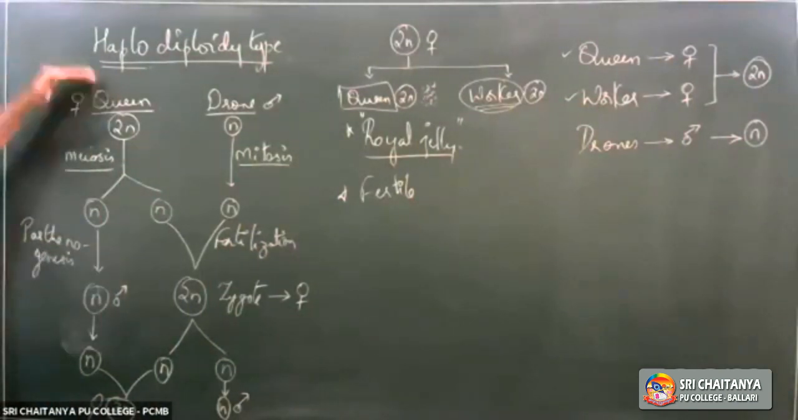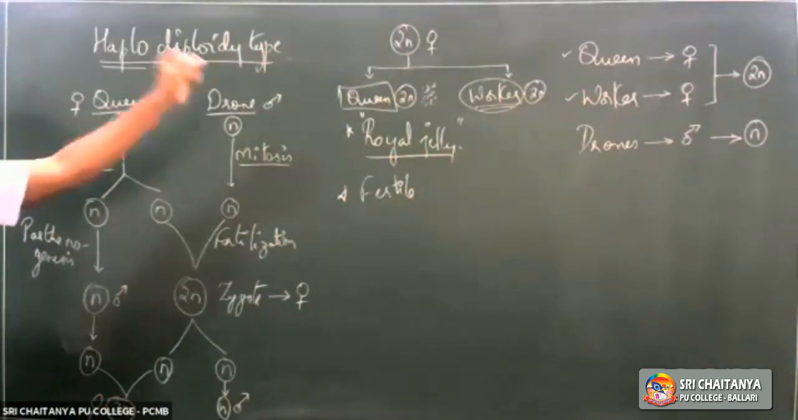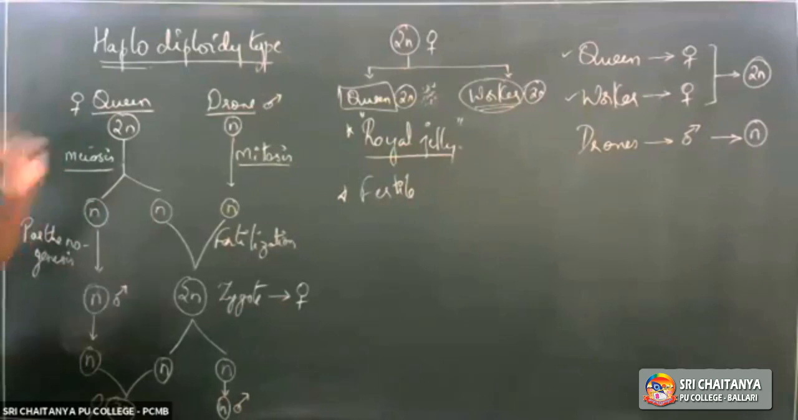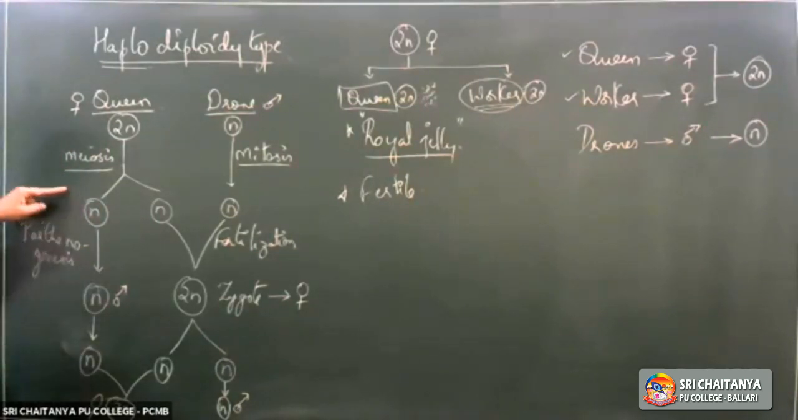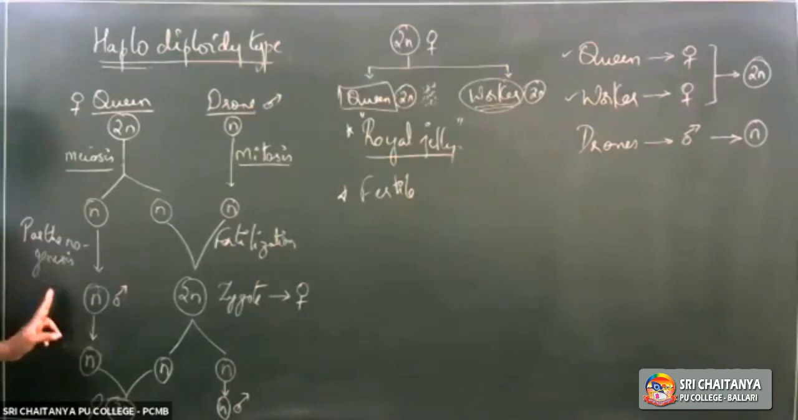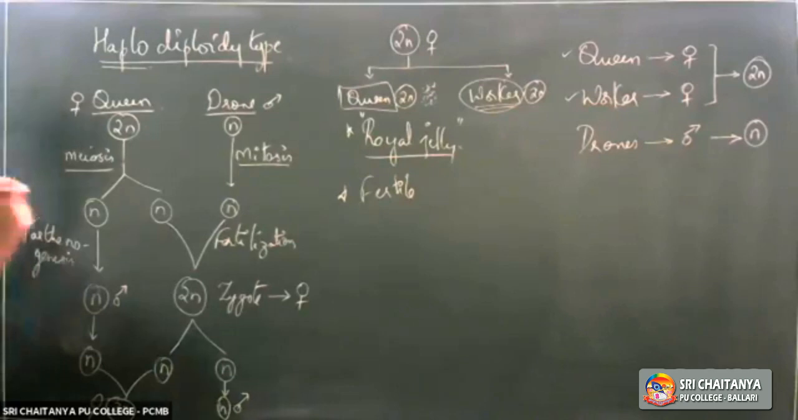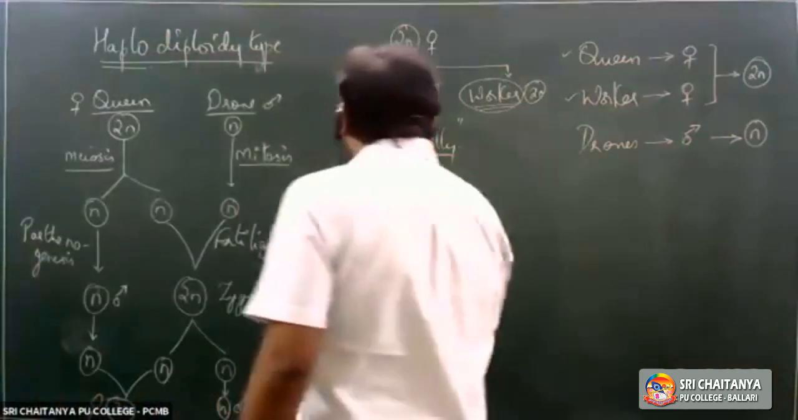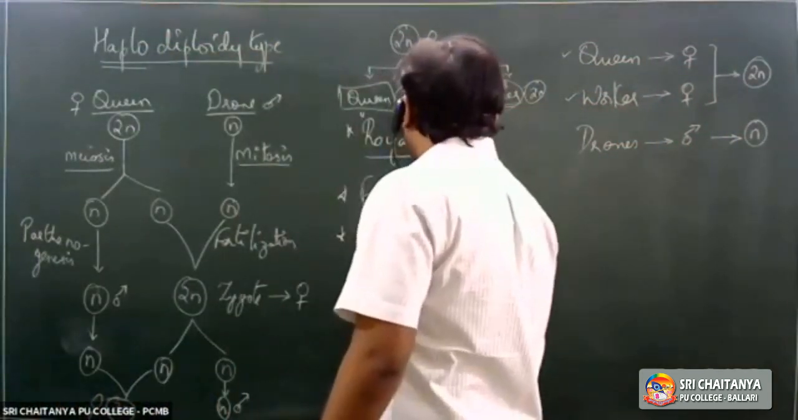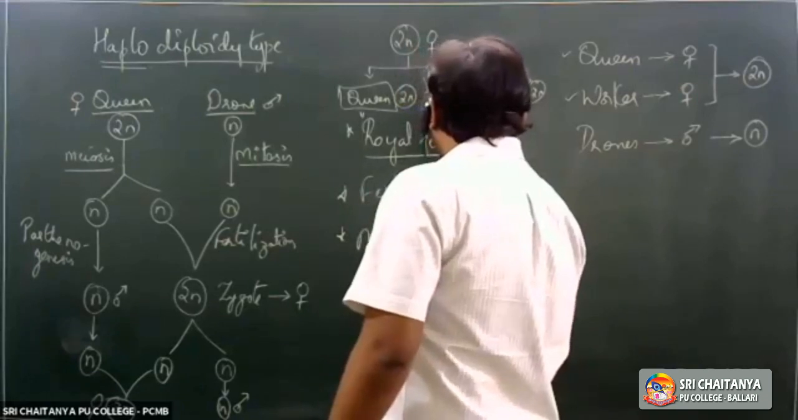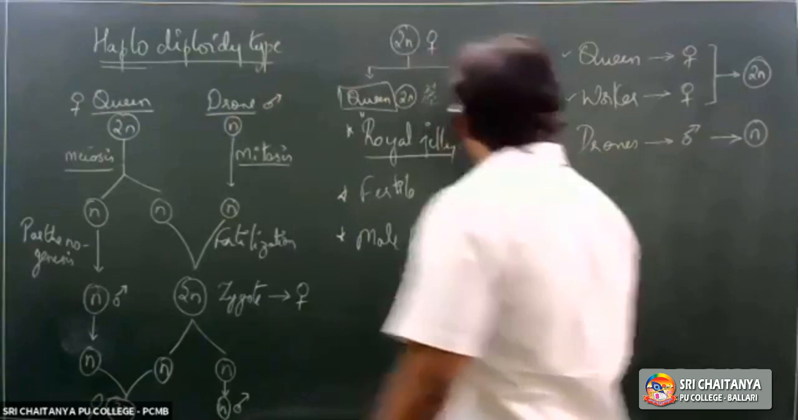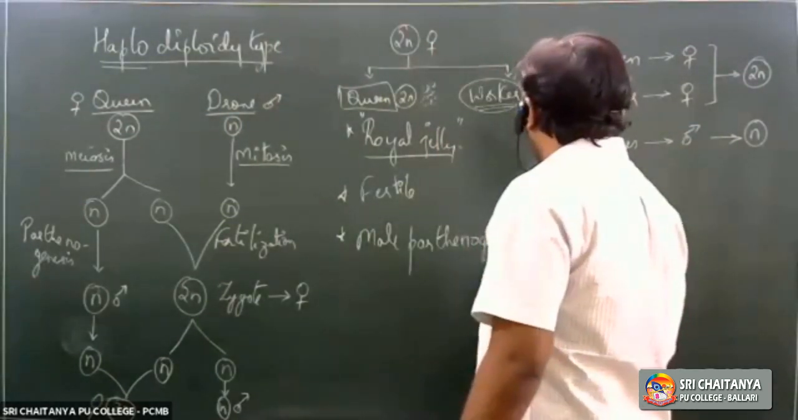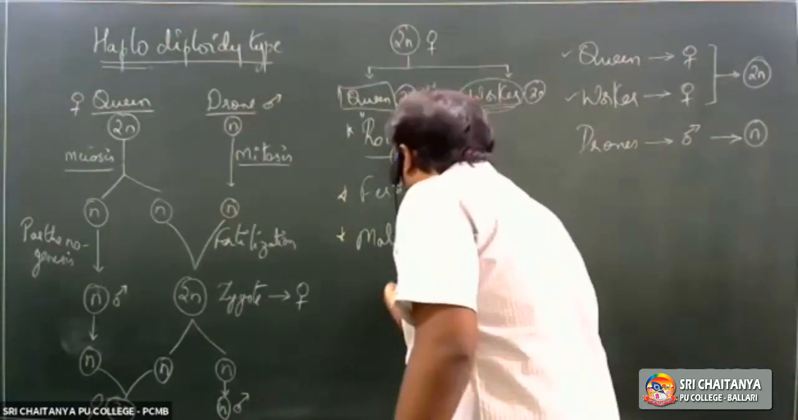We call it the haplodiploidy type of sex determination. One more important thing here: I told you that the female gamete would undergo parthenogenesis to form the male drones. So this process of male parthenogenesis is called arrhenotoky.